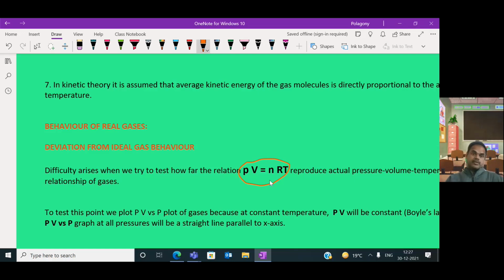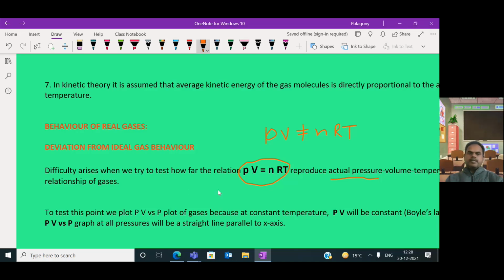But the difficulty arises when we try to test how far this relation PV = nRT reproduces the actual relationship between pressure, volume, and temperature of the gases. If PV is not equal to nRT, then it is said to be a real gas.